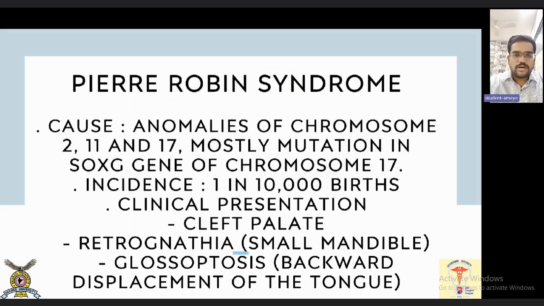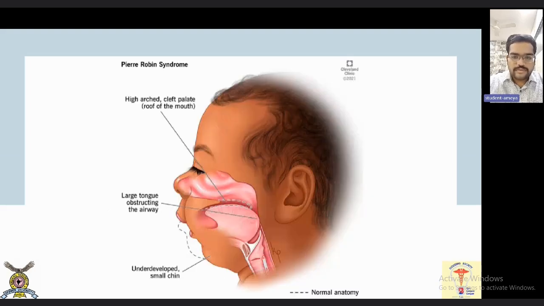Pierre-Robin syndrome, the cause is anomalies of chromosome 2, 11 and 17. The mutation is in SOX-9 gene on chromosome 17. The incidence is 1 in 10,000 births. So Pierre-Robin is more common compared to Treacher-Collins. Clinical presentation is a cleft palate, retrognathia or a small mandible, and glossoptosis, which is a backward displacement of the tongue. Again, the image taken from Cleveland Clinic website.